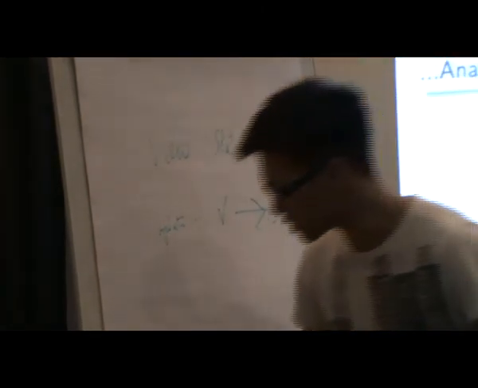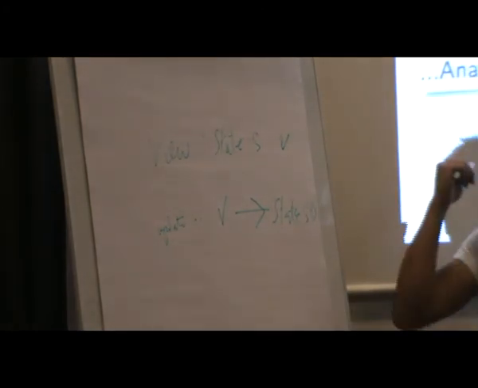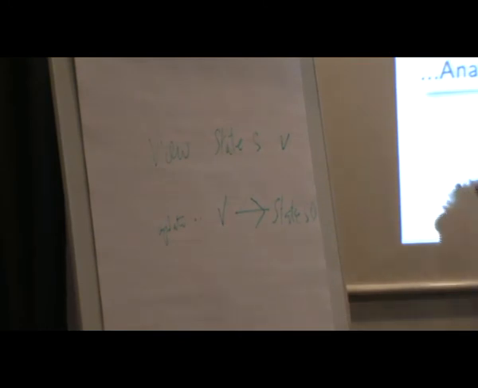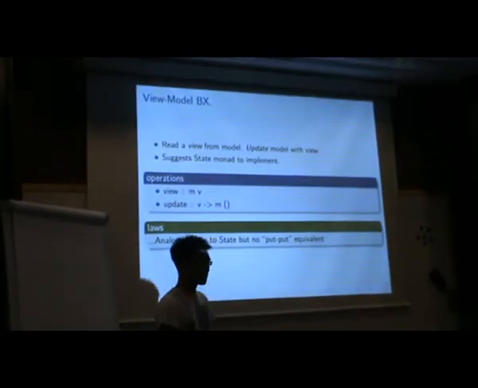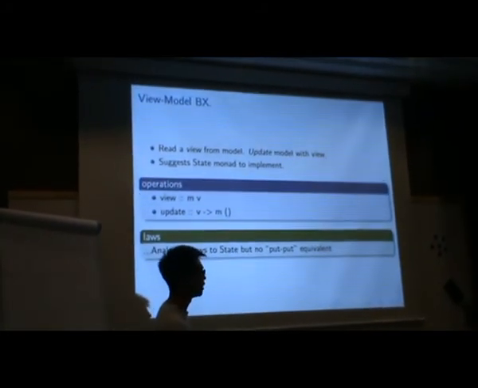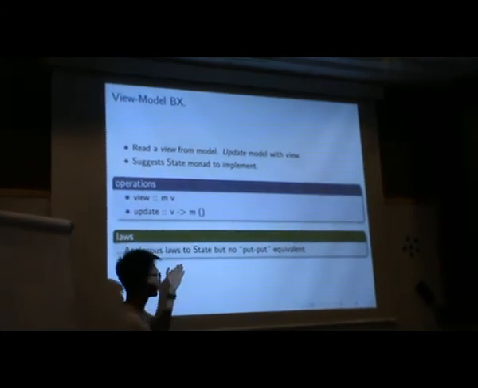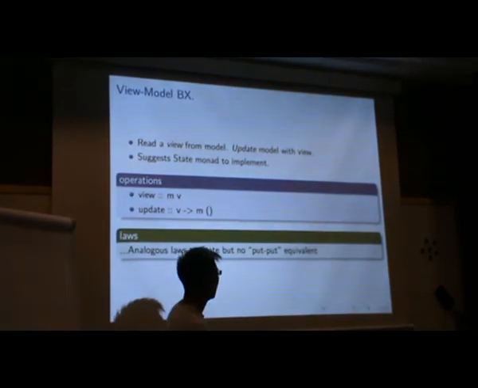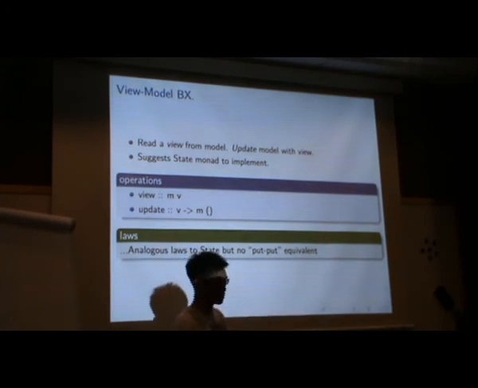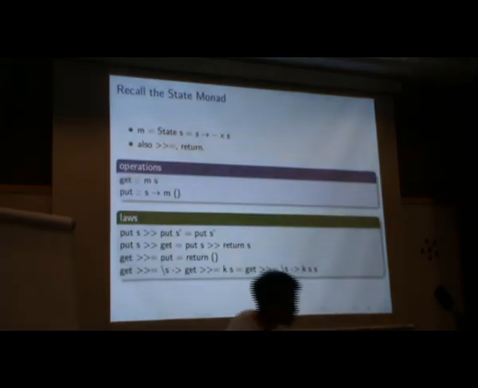All I'm doing here is reminding you that M is the same state monad as before, so the M is the state S. What I want to highlight is that there are two variables here, S and V, where V represents a view and S the model. So the view and the model are distinct here. They satisfy analogous laws to the state monad, the get-put law and so forth, but curiously not the put-put law. That's the first one here.